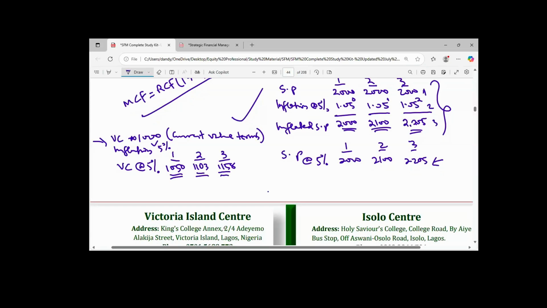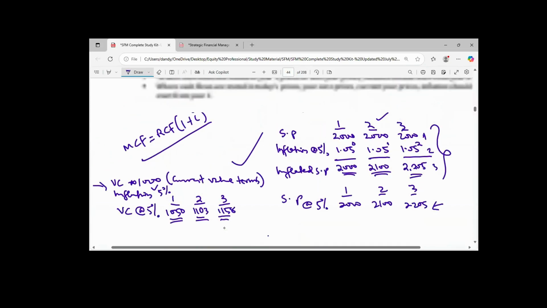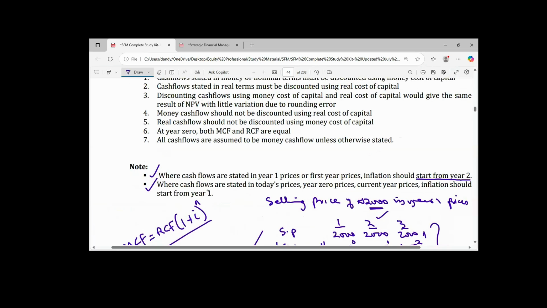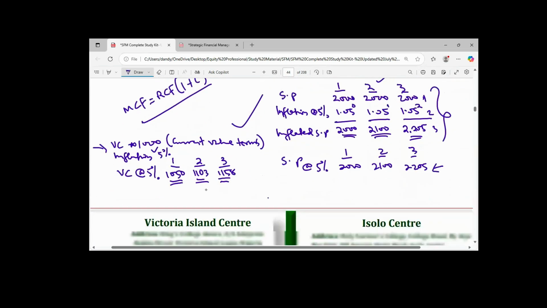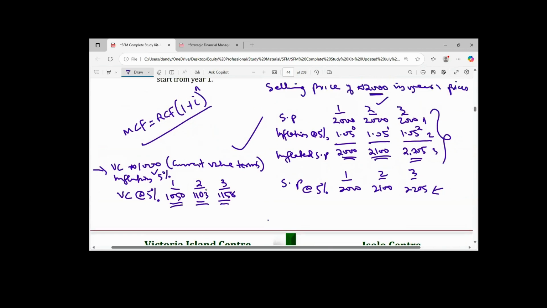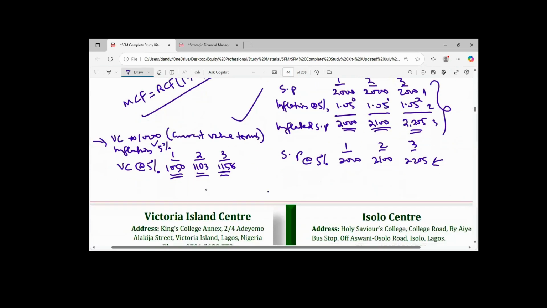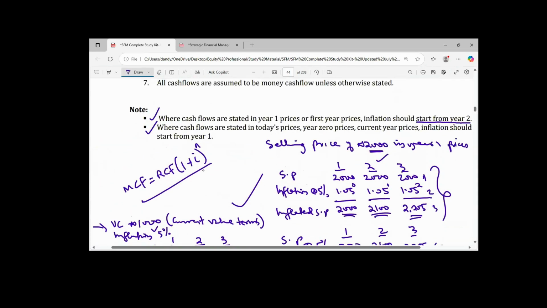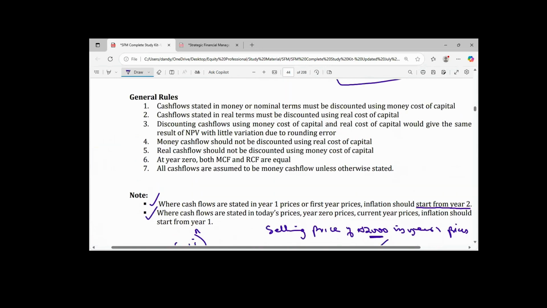So the rule I mentioned to you is that you should consider the following: where cash flows are stated in year one prices or first year prices, inflation should start from year two. The fact that inflation should start from year two does not mean that you are going to raise the number of years to two. It has to still be one. Then where you are told that cash flow is stated in today's prices, year zero prices or current value terms, then you should start inflating from the first year. So that is basically inflation. This is how to incorporate inflation in capital investment.